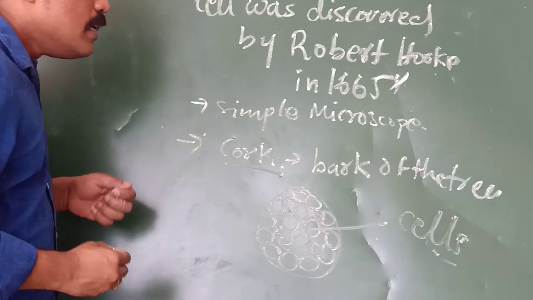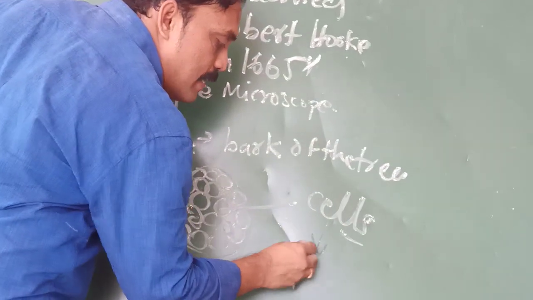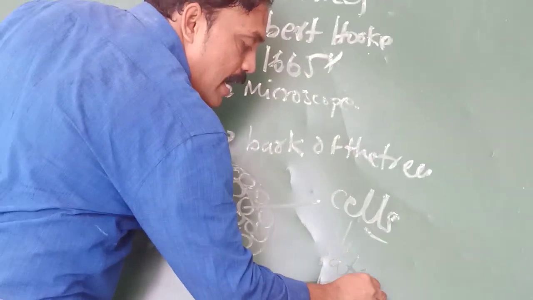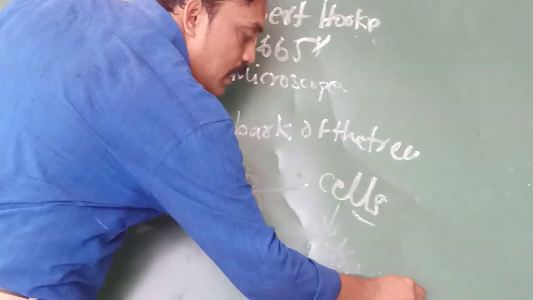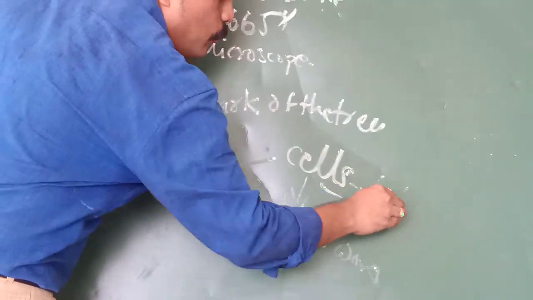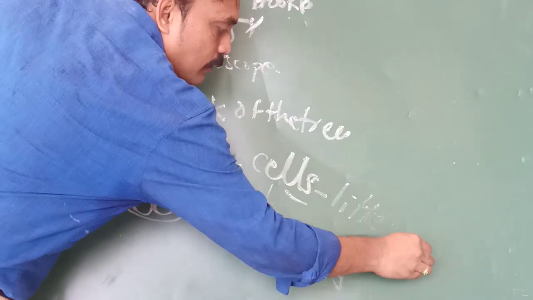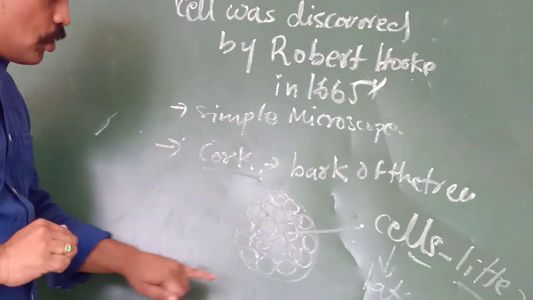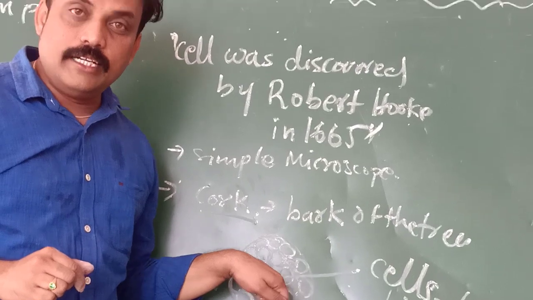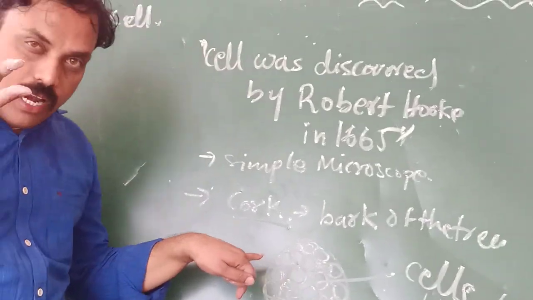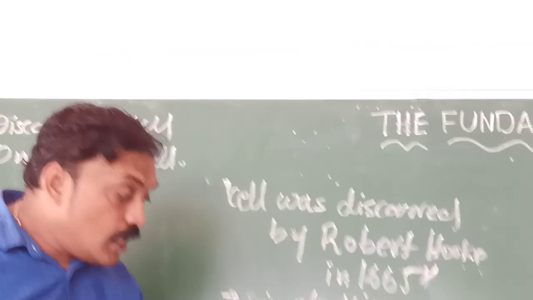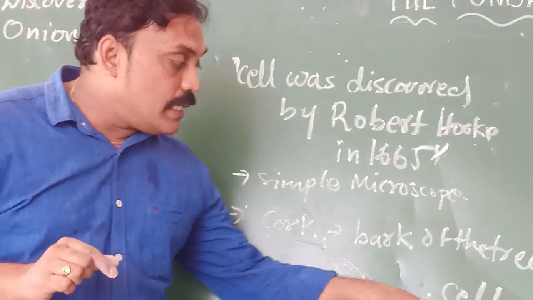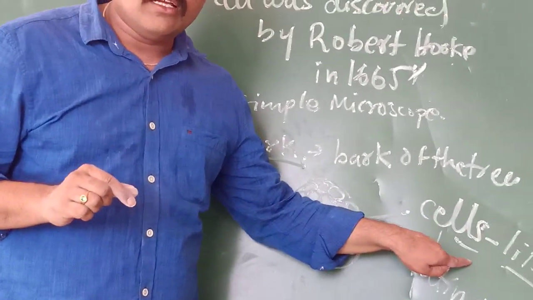What is the meaning of cell? It is a Latin word. The meaning of cell is little room. That means he observed small room-like structures, chambers, little room-like structures. He observed honeybee comb-like, round structures in cork cells. That is what he called cells.